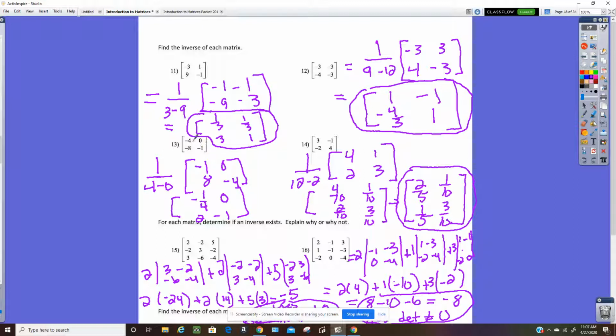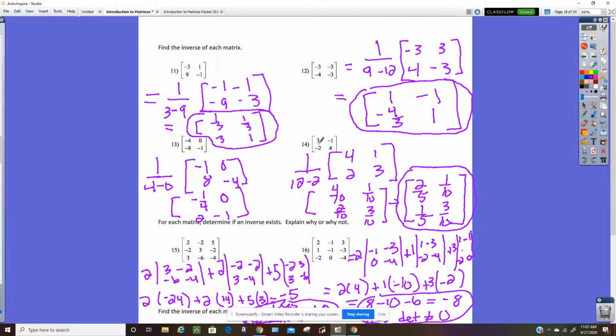Number 13, this diagonal product is 4 minus 0. So you get 1/4. Switch these two entries, negative 1, negative 4. Opposite of negative 8 is positive 8. There's no opposite of 0, so just a 0 there. And then 1/4 of each of these, negative 1/4, 0, 2, and negative 1.